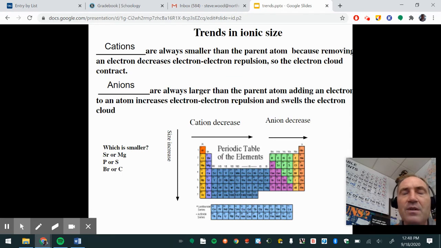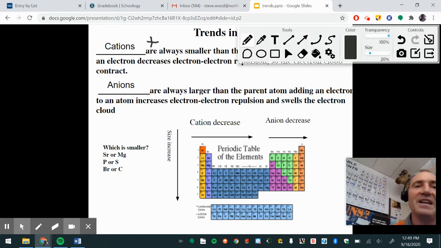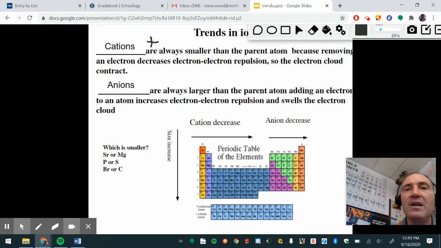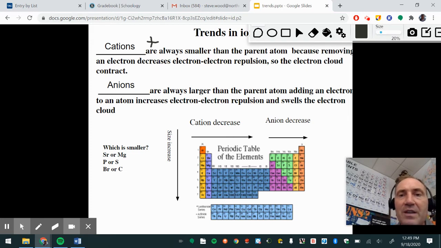Now, you're going to find that they also have a trend in ionic size. Ionic size is, you remember how sodium can become Na+, and we call these positive ions. These are called cations. Cations are always smaller than the parent atom because removing an electron decreases electron-electron repulsion, so the electron cloud contracts. So cations are smaller than their parents, okay?